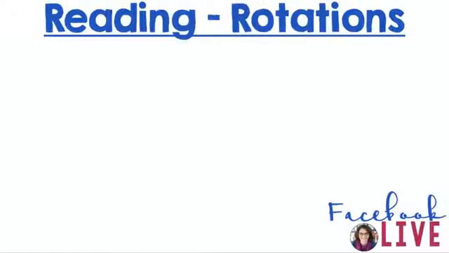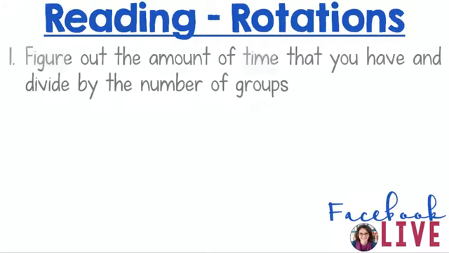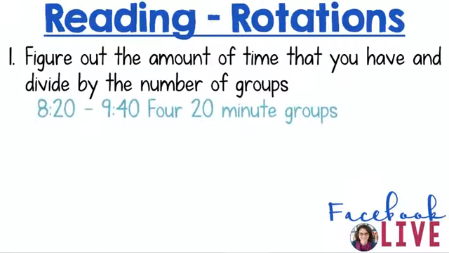The first part in figuring out how to do your rotations is figuring out your time for your rotations. You've got to figure out how much time you have and then divide that by the number of groups that you have. My time in my classroom has generally been in the morning. We start school at 8 o'clock and recess is at 9:40. So from 8 to 9:40 is when I generally do my reading groups.